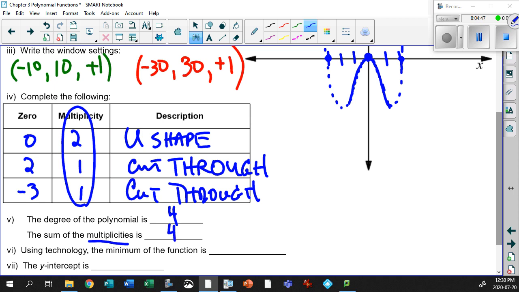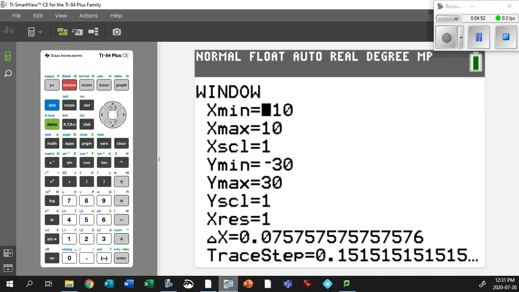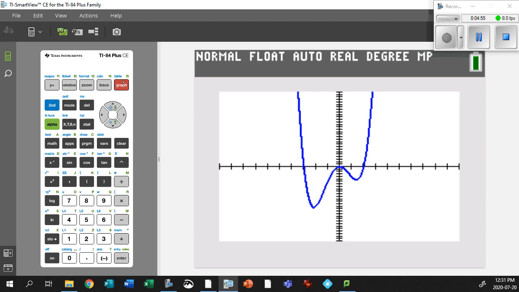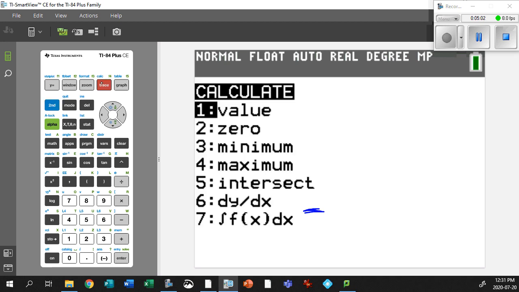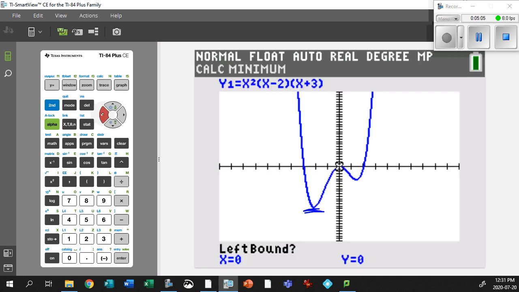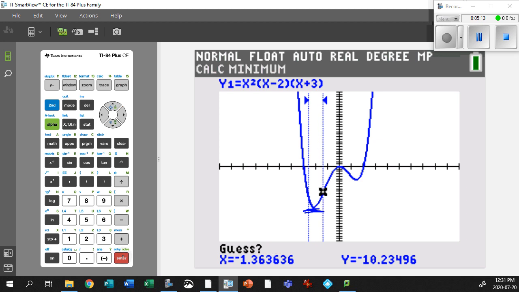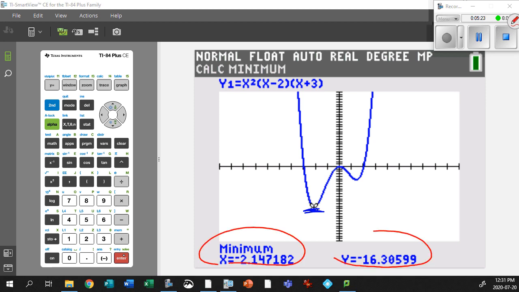Using technology, find the minimums. Oh, duh, we've got to figure it out anyways. Okay, so let's go back here. Let's graph this thing, and let's find this minimum. There's only one real minimum that I'm interested in, and that's this one down here. Okay, let's find it. Second calc, minimum, which is 3. Left bound, here we go, all the way down here. There it is. Enter, right bound, enter, guess. My minimum is at minus 2.15 and minus 16.3. So you can actually write down the minimums the way they want you to down there.